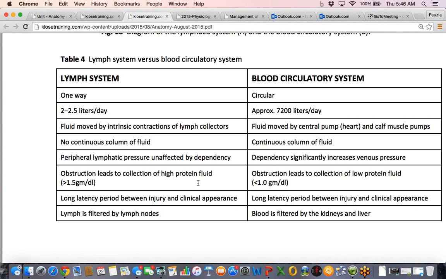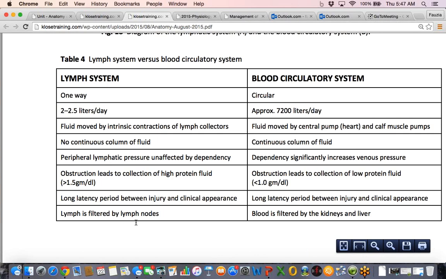If you have an obstruction in the lymphatic system, that's going to lead to a collection of high-protein fluid in the body, whereas if you have an obstruction of the blood circulatory system, you're going to have a collection of low-protein fluid. With the lymphatic system, if there's an injury, you're going to see a long time before you see an effect or a clinical appearance. In the blood system, it'll be different. You're going to see a low-protein fluid, but for instance, if you have chronic venous insufficiency, you might see a different kind of presentation, but it'll also have a long latency period.